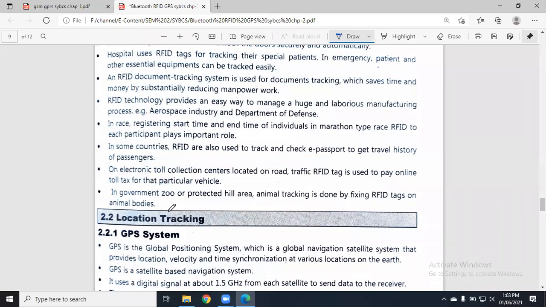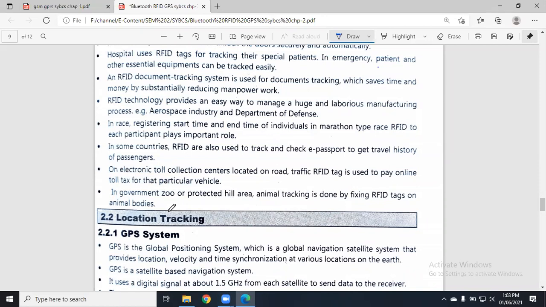In some countries, RFID is also used to track and check the e-passport to get the travel history of a passenger. So if you want to track the location of a person, on the passport of that person you will have the RFID tag, so that you can easily track the history of that person, where he traveled.